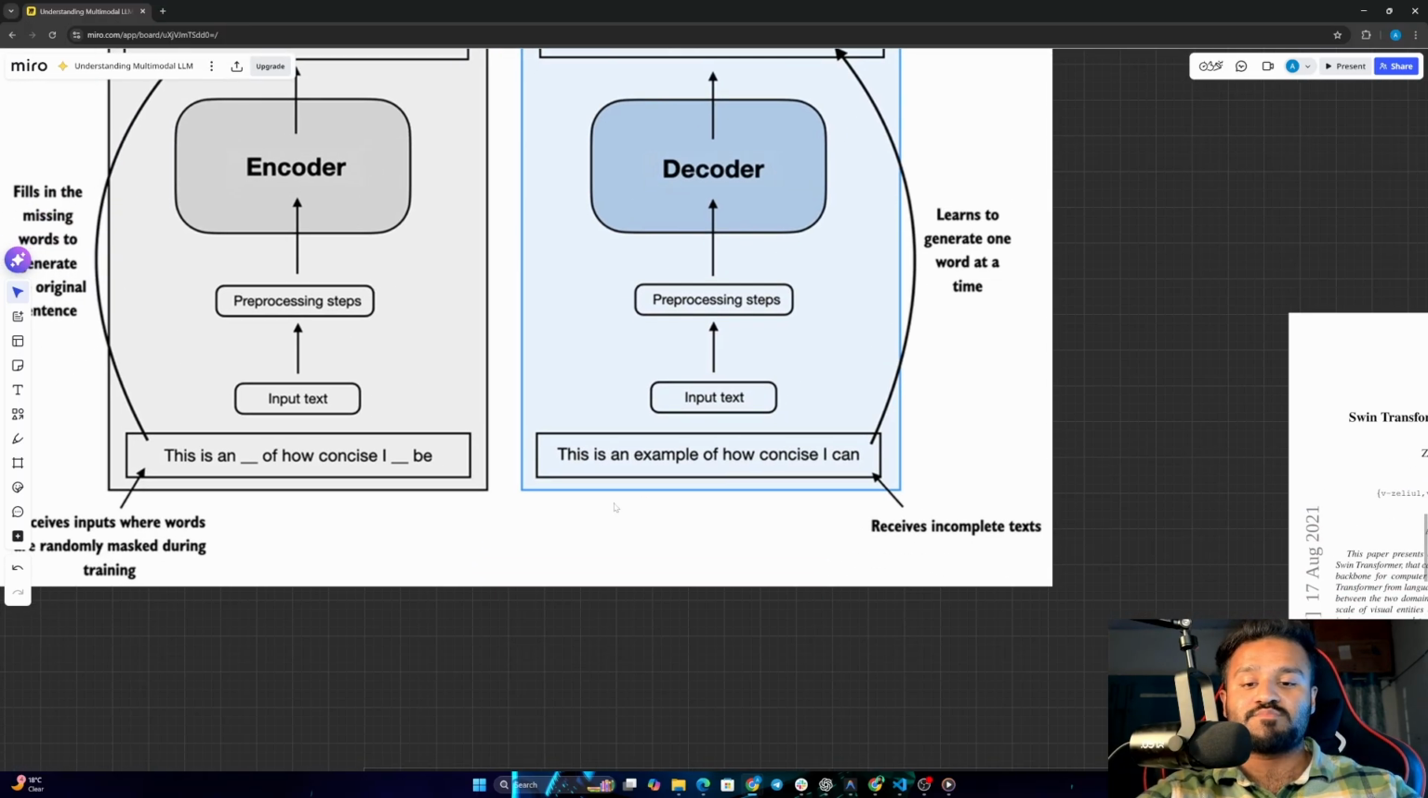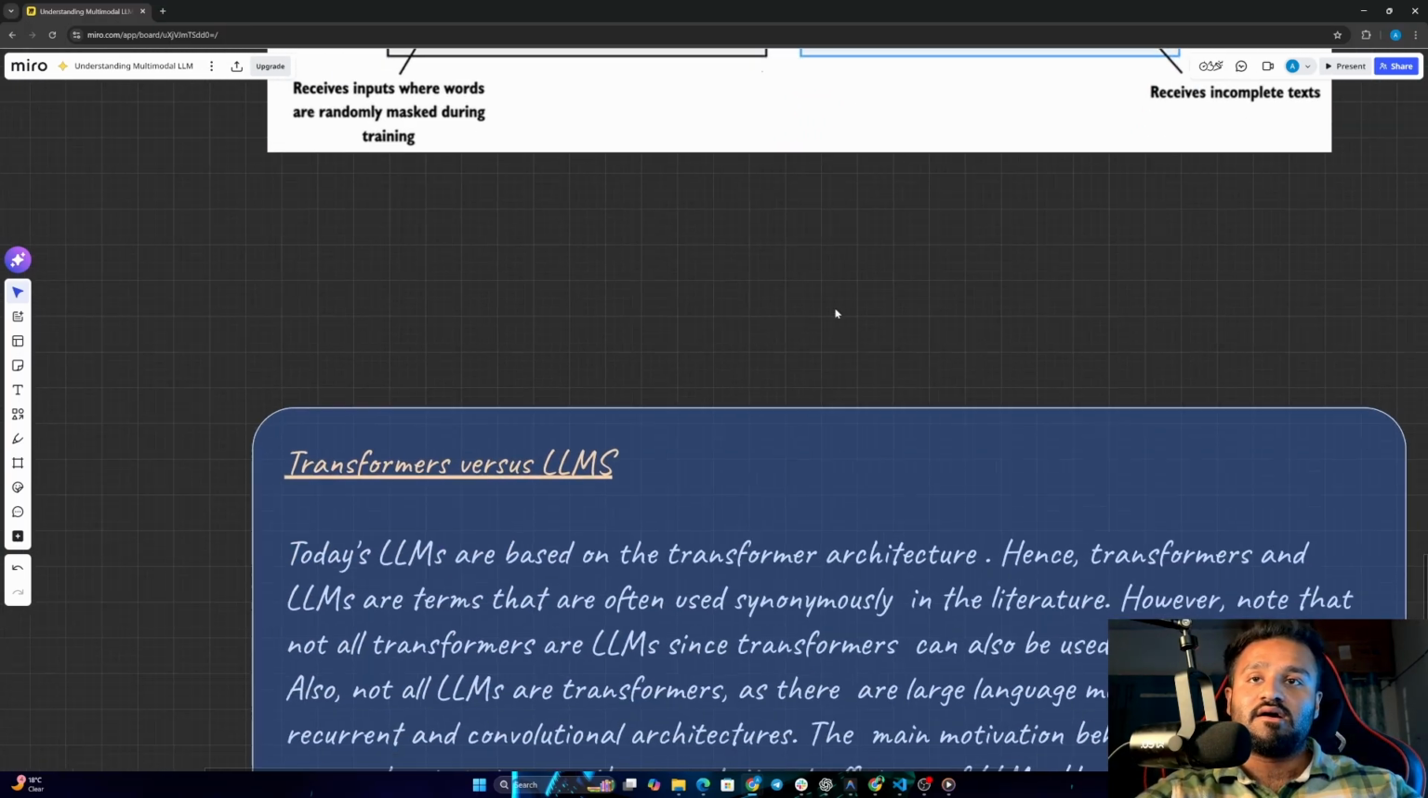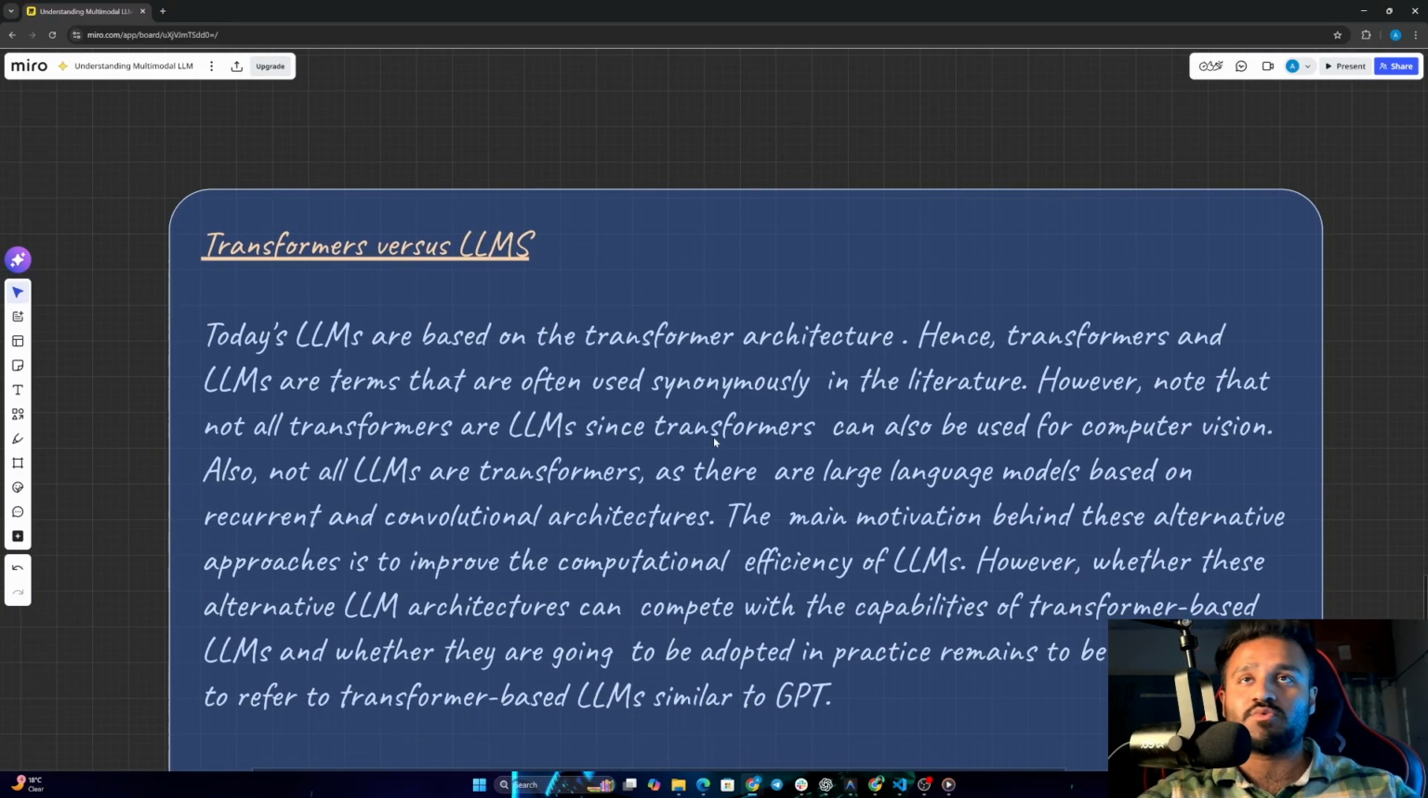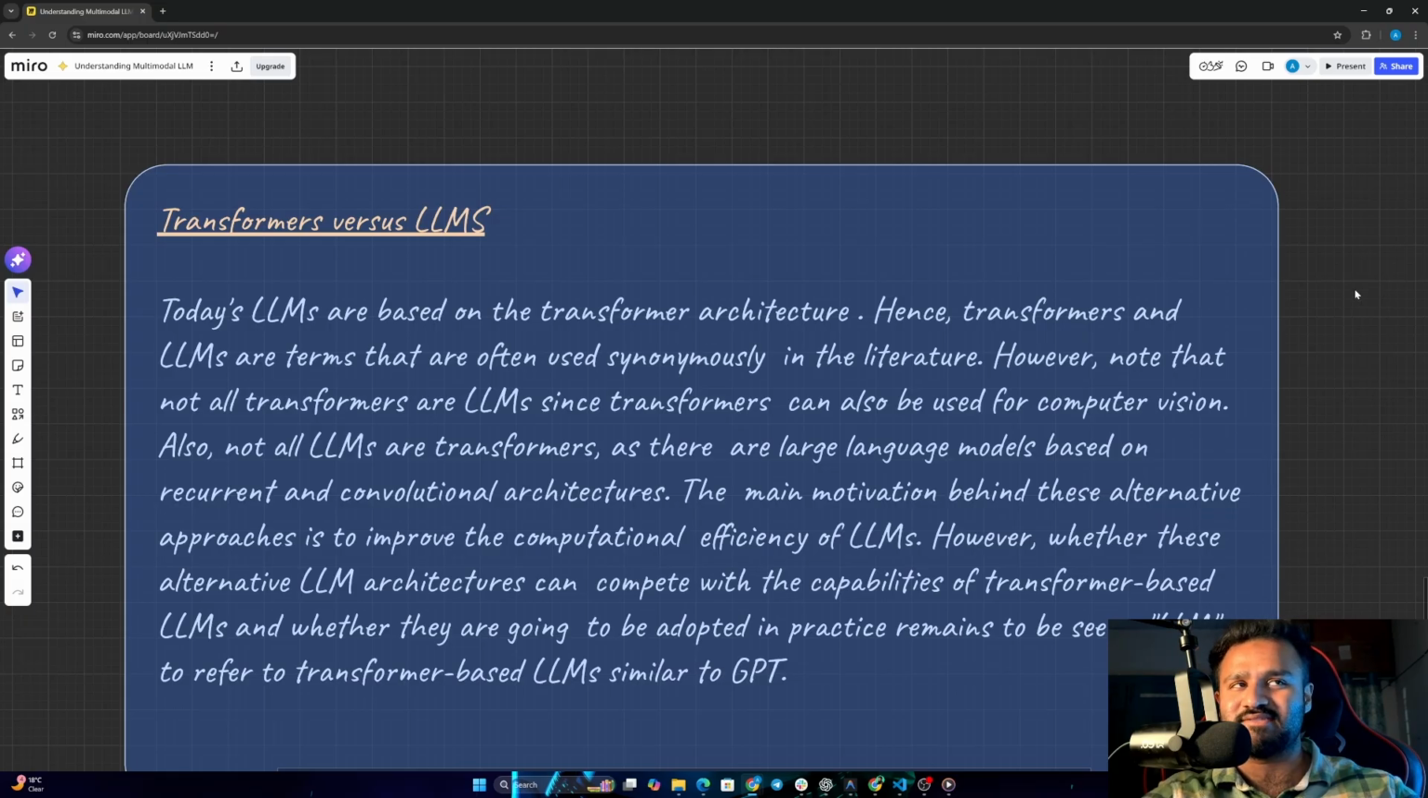Now here comes something really important about transformers versus LLMs. Do you think our transformers and LLMs are the same? Well, according to me and according to the books and the research papers, they are not the same. Not all transformers are LLMs. Transformers are also used in computer vision tasks such as image classification, medical imaging, object detection, and many more. And not all LLMs are transformers either.